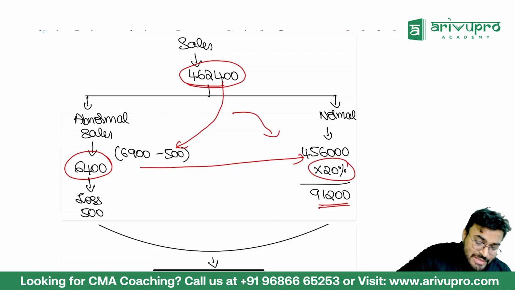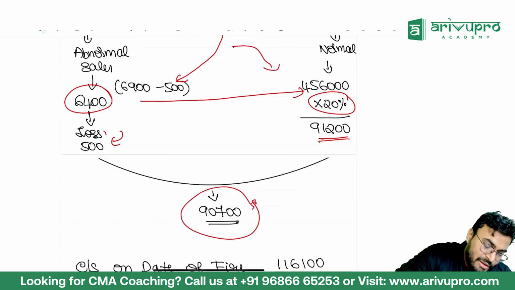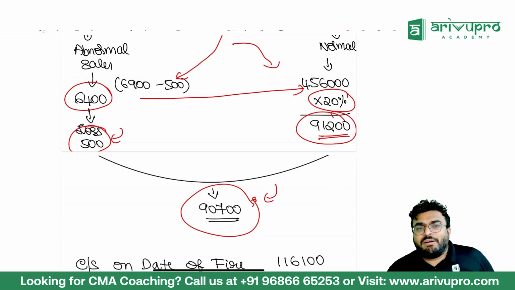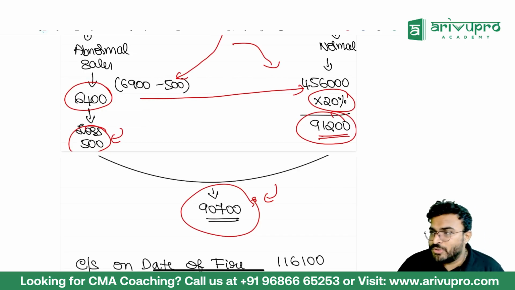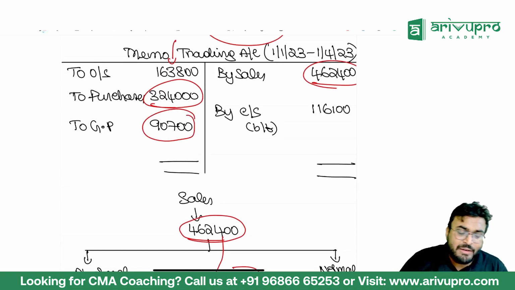But in this one sale, we made a loss of 500. So net what we did, here loss, here profit. So the net is 90,700. Here the net is 90,700. Is this clear? So gross profit will be 90,700.